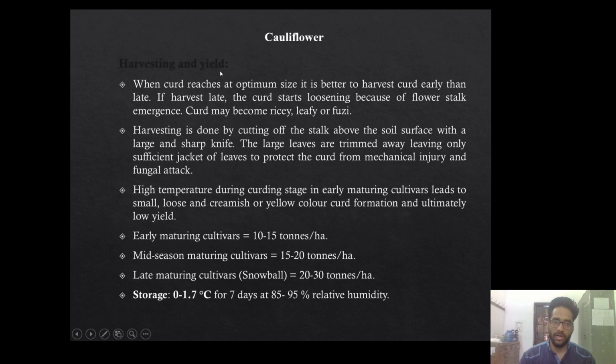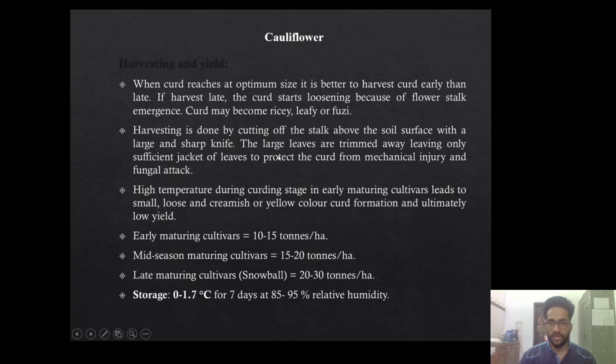When the curd reaches optimum size, it is better to harvest the curd early than late. If the curd is harvested late, curd loosening occurs because the flower stalk emerges. Curd may become ricey and leafy or more fuzzy. So harvesting at the proper stage, at the right time, is very important. Ma'am has mentioned how the harvesting is done to prevent any damage to the curd and for long time storage.